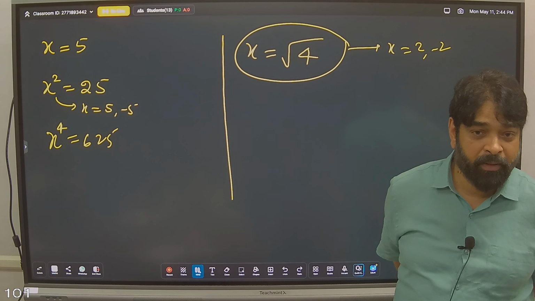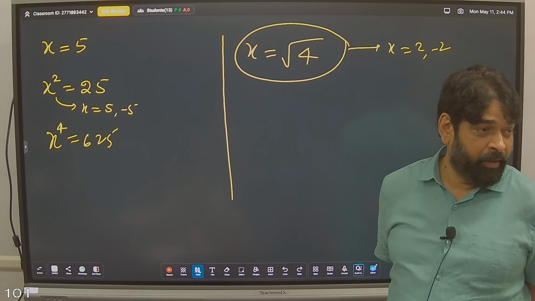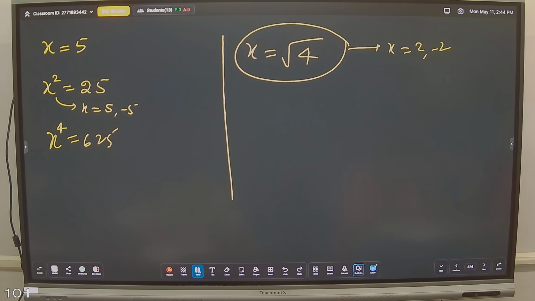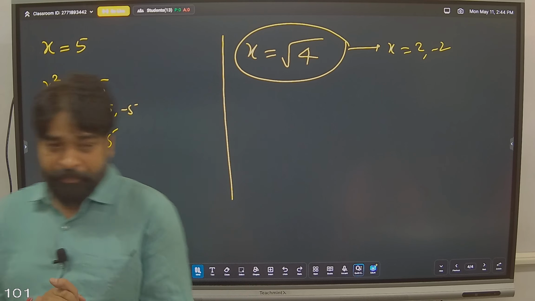Are you getting my point? See how blunder we were doing and learning. So, root 4 will never be plus minus 2. In fact, you already know this, but we never notice it.